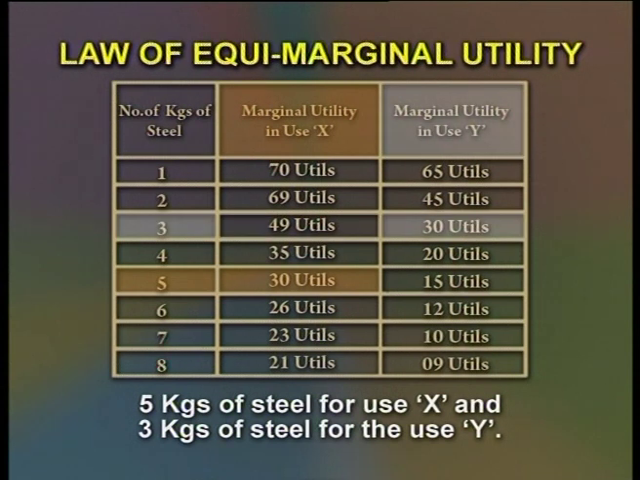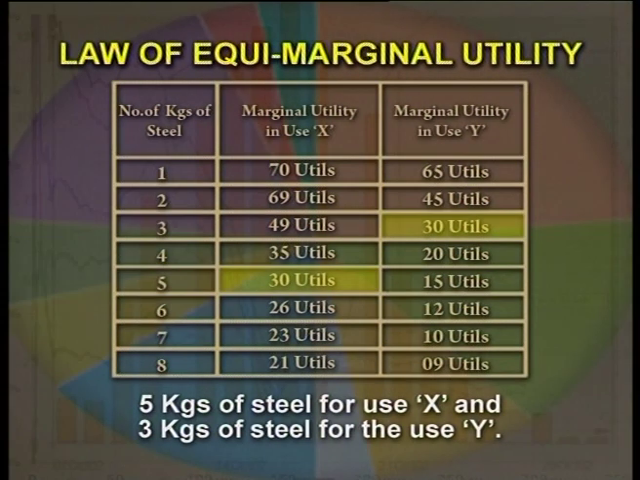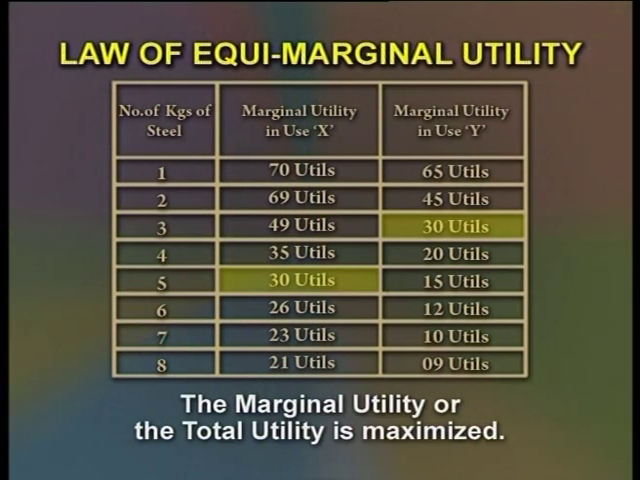In this situation, you find that in both cases, use X and use Y, the marginal utility is equated to 30. When we total up all the marginal utility that he derived from each of these uses, it will be found that the total utility is maximized.